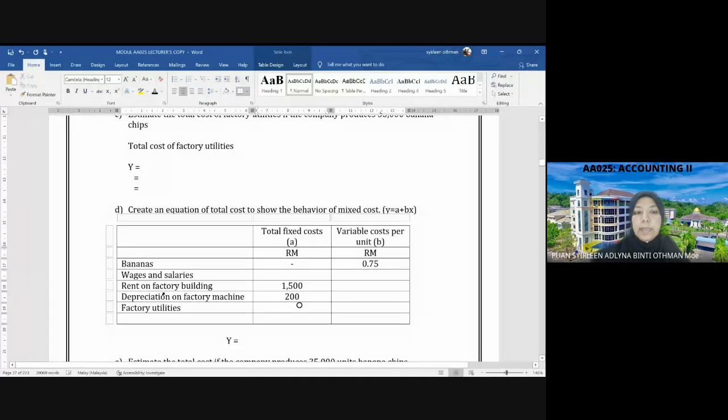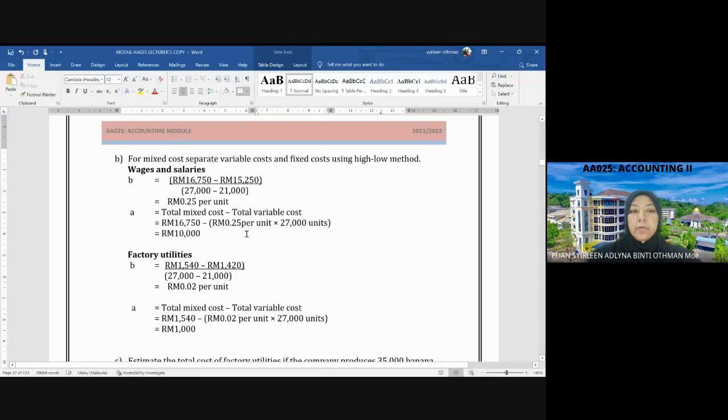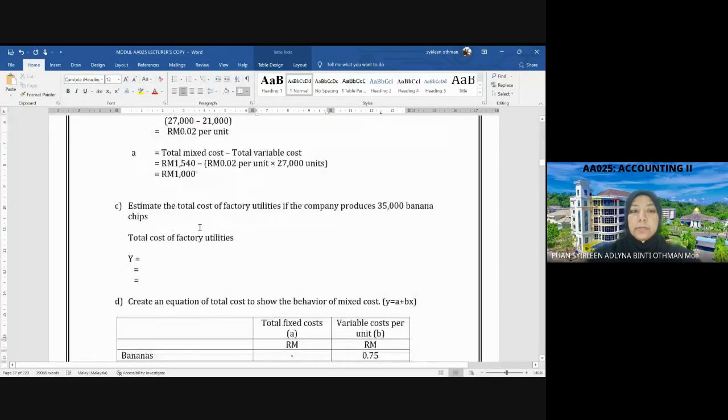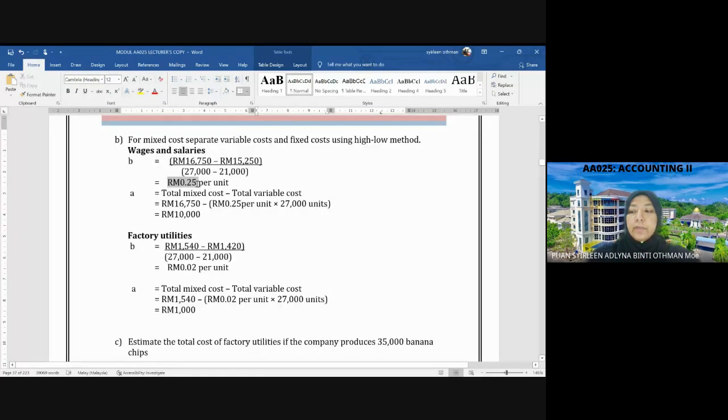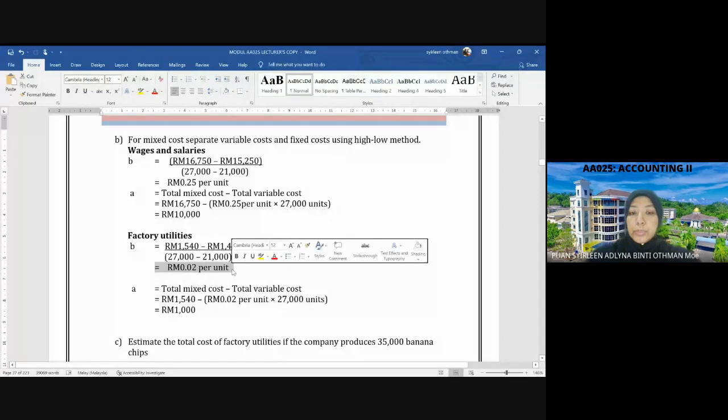Tadi awak asingkan mixed cost. Yang ni saya letak di merah supaya you nampak. Okay, kita punya mixed cost ialah wages and salaries and also factory utilities. Okay, apa nilai A untuk wages and salaries? Kalau you kira tadi untuk wages and salaries, dia punya B ialah 25 cents. Dia punya A ialah 10,000 ringgit. Okay, untuk factory utilities, your B is 0.02, 2 cents, okay, per unit. And your fixed cost for factory utilities is actually 1,000 ringgit.